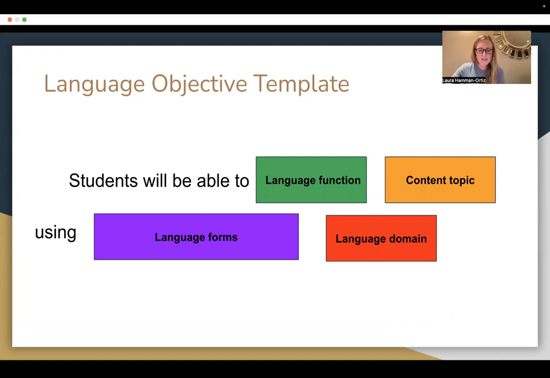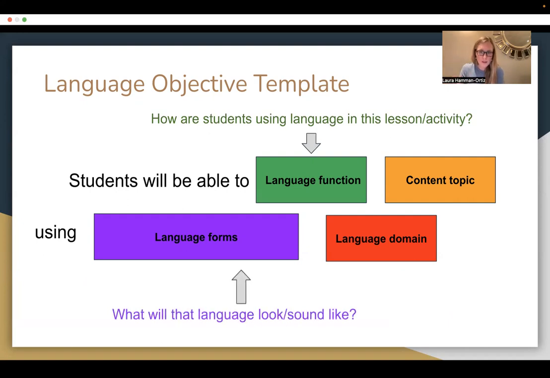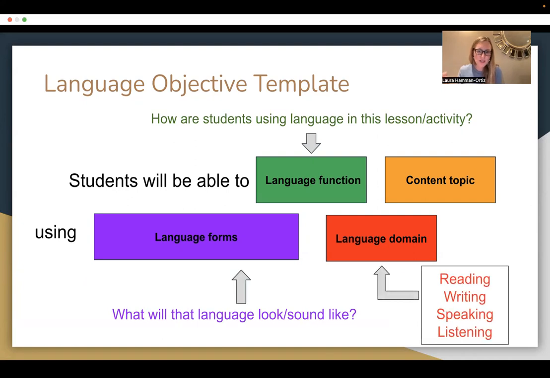the language domain is. So for example, the questions framing these are, how are students using language in this lesson? So that's the function. What will that language look or sound like? Those are the specific forms. And then domain refers to reading, writing, speaking, or listening. So what is the main focus of language for this particular objective?